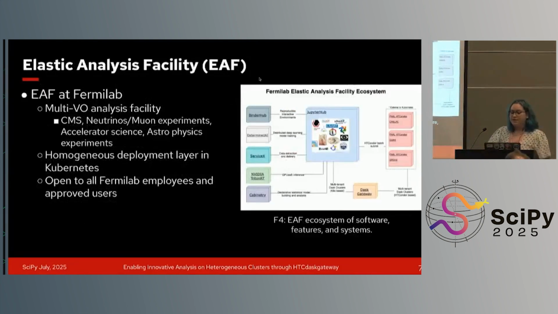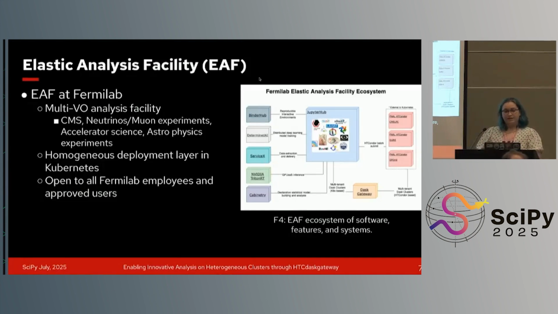A specific analysis facility is the Elastic Analysis Facility. It's a particular one that I work on. And among the analysis facilities, it's a little bit unique. It is a multi-VO analysis facility. So we serve all of the experiments at Fermilab, and we do that through specialized software and notebooks that we provide for all of these experiments. I particularly work on CMS, and everything I talk about here is in reference to CMS and those batch systems. The AF is a homogeneous deployment layer in Kubernetes, and it is open to all Fermilab employees and approved users, so unfortunately you can't just log into it and use it. You would have to be affiliated with Fermilab.